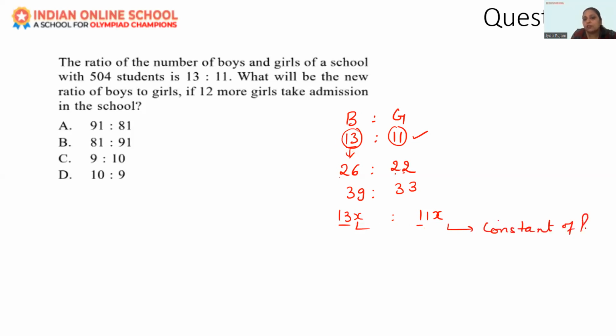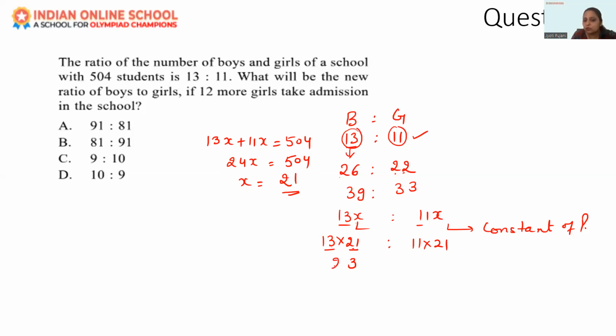Okay, we use x here. So boys are 13x and girls are 11x. If I add them, I get 504 students. So 24x is equal to 504, so x is equal to 21. It means the number of boys is 13 into 21 and the number of girls is 11 into 21. If I multiply, 21 threes are 63, 6, 21 plus 2, 273. If I multiply 11 into 21, that's 231.